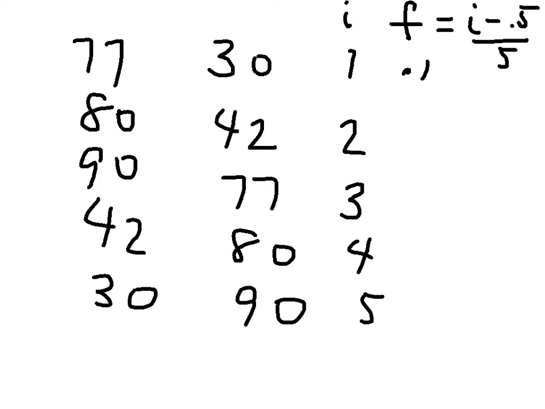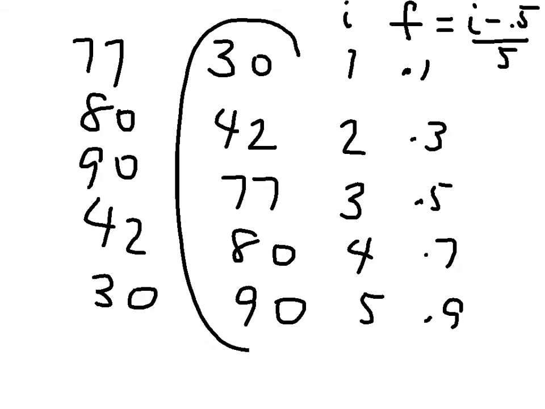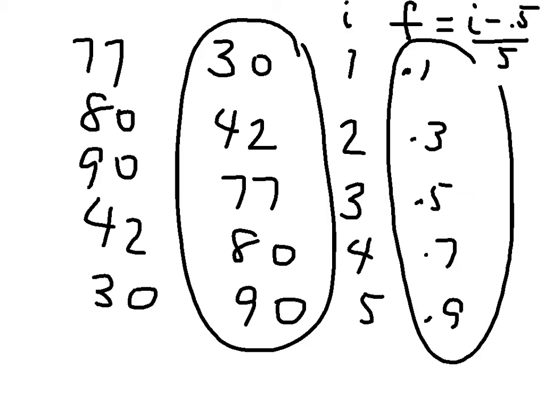If I plug in 2 in that equation, I get 0.3, 0.5, 0.7, and 0.9. So what I do when I construct a quantile plot is I have a scatter plot. I'll plot the data values on the vertical scale, and I'll plot the fractions on the horizontal scale.